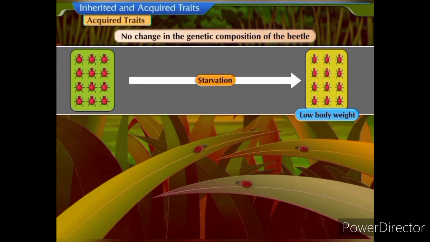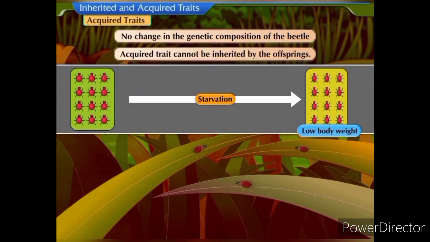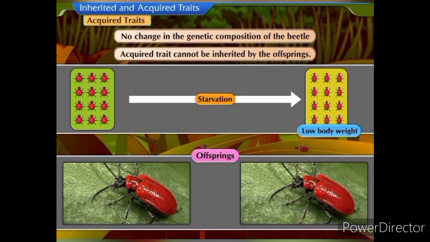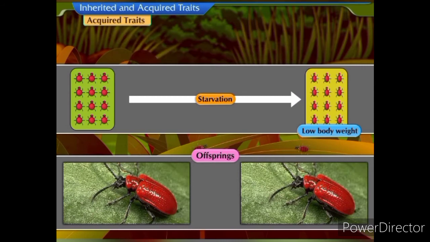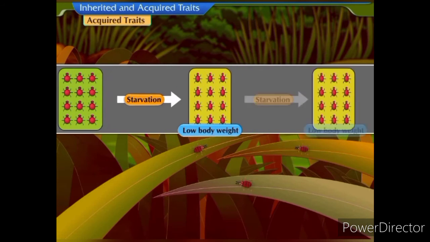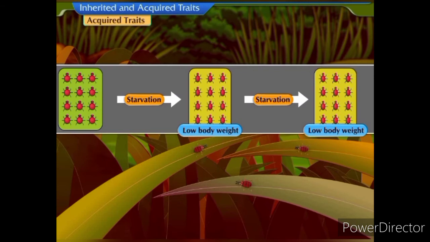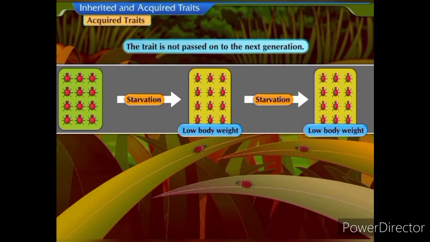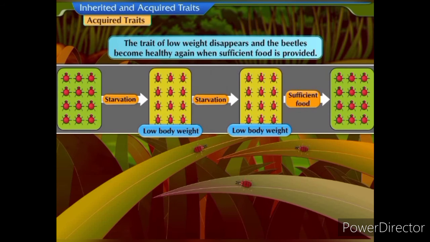Since there is no change in the genetic composition of the beetle, this trait cannot be inherited by its offspring. Thus, low weight is an acquired trait of the beetle. It will not be passed on to the future generations. Further, if some generations of the beetles are low in body weight, it is not because the trait has been passed on to these generations. It would be purely due to the absence of sufficient food. Whenever sufficient food is available, the trait of low weight would disappear and the beetles would become healthy again.